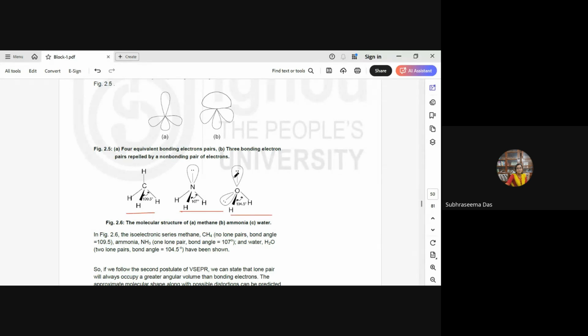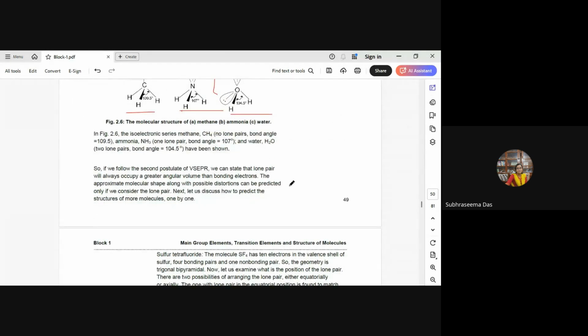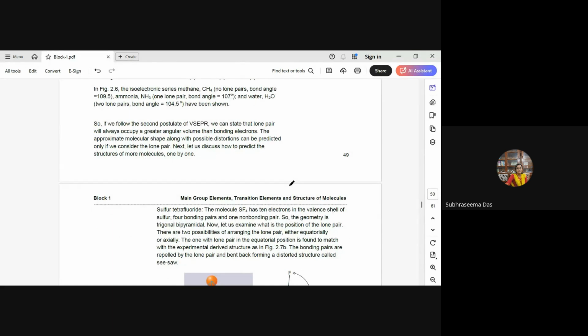For water, the bond angle is 104.5 degrees because of the presence of two lone pairs of electrons. Now if we follow the second postulate of VSEPR, we can state that the lone pair always occupies a greater volume than the bonding electrons. So the approximate molecular shape, along with the possible distortions, can be predicted only if we consider the lone pairs.